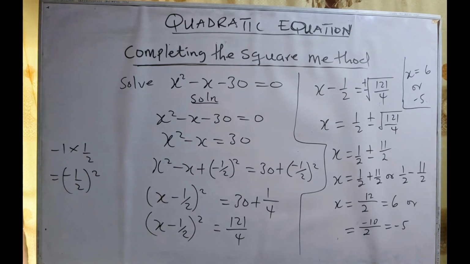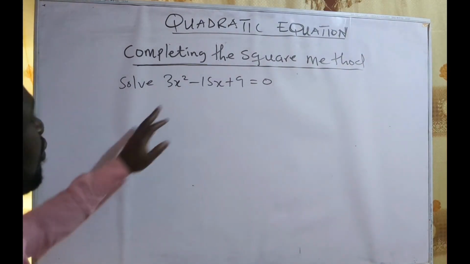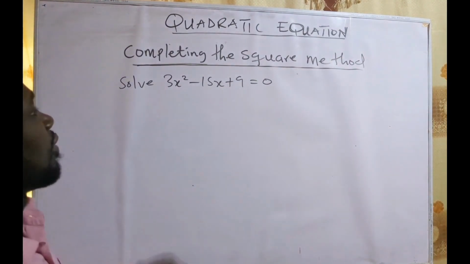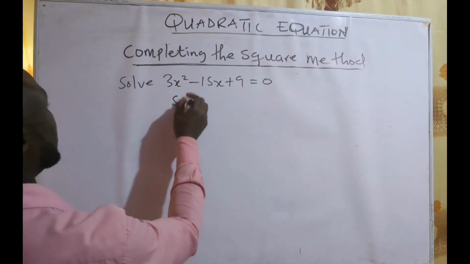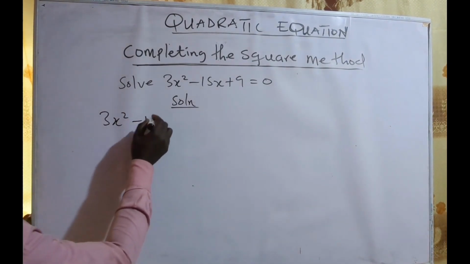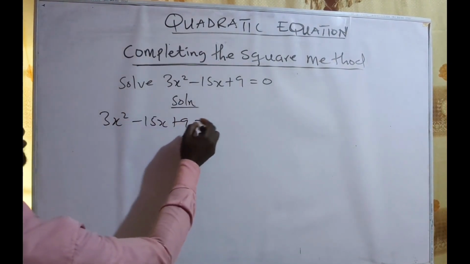Let's solve one more example of this. And I believe that when you get a question, you'll be able to solve. Alright. We are going to solve this. Solve 3x squared minus 15x plus 9 equal to 0. Let's see where the coefficient of the x squared is not 1. And then we see how we solve it. So we have 3x squared minus 15x plus 9 equal to 0.